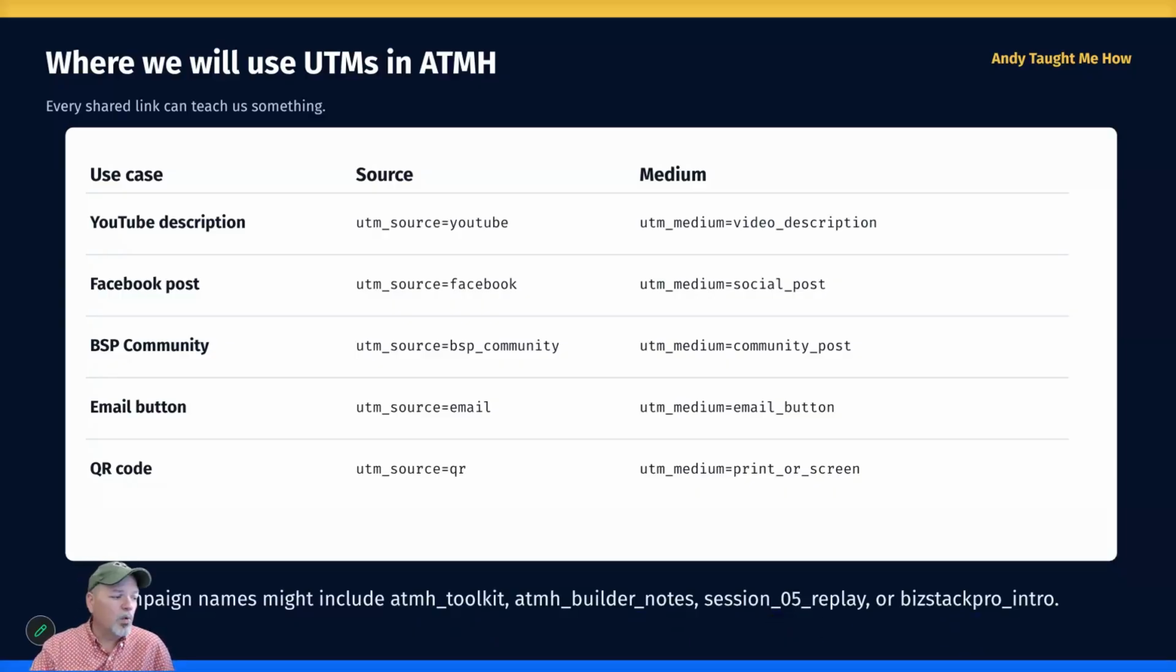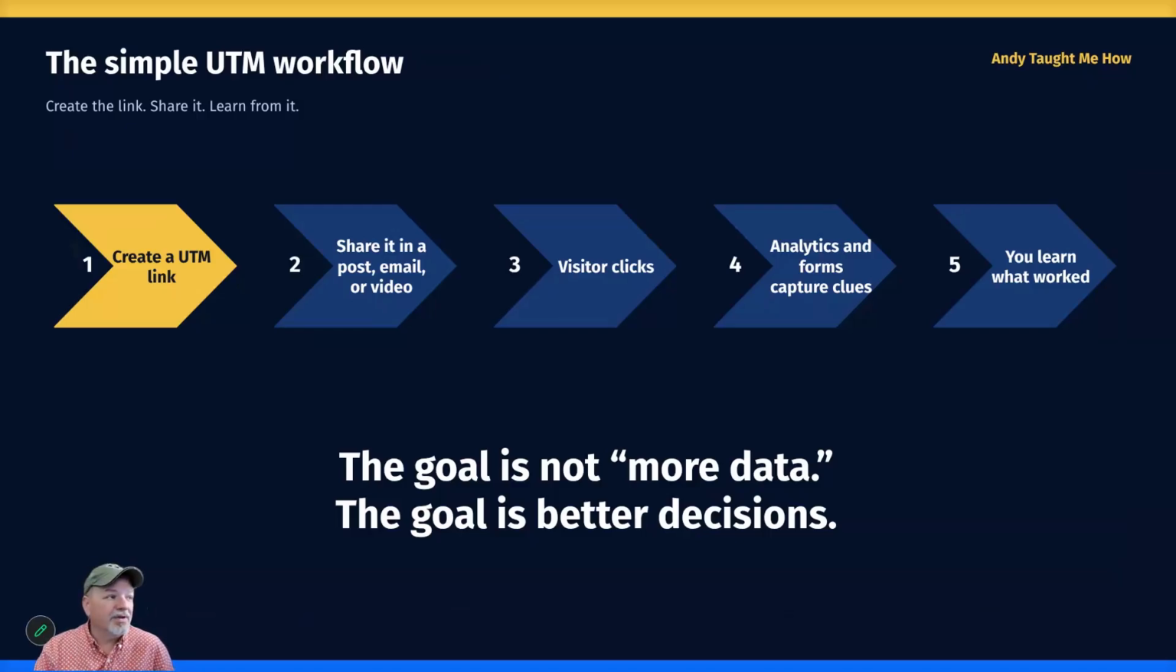It could be whatever campaign that you're going to send them once they click on the form submission button. All right, so we're going to make this practical. Let's look at it. If we create a UTM link, we're going to share it in a post, email, or video. The visitor clicks it, and then we can see the analytics and form capture clues. Finally, we will learn what worked. The goal is not more data. The goal is better decisions.